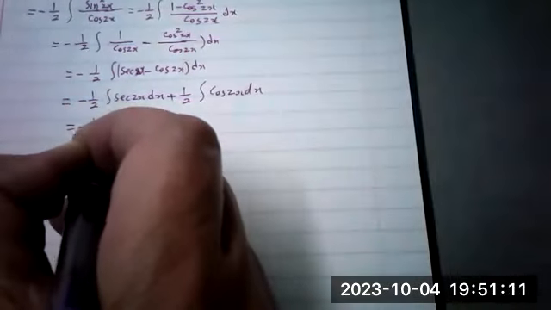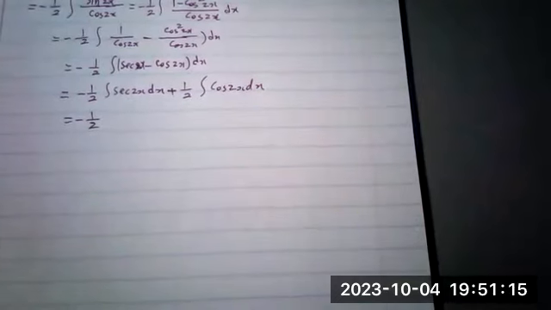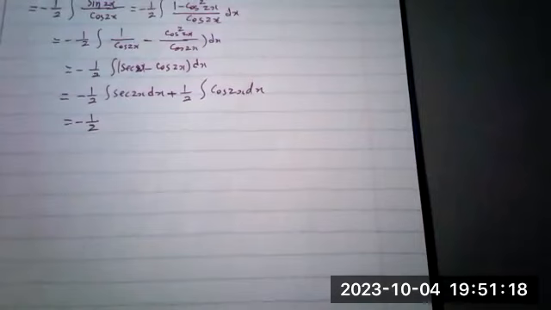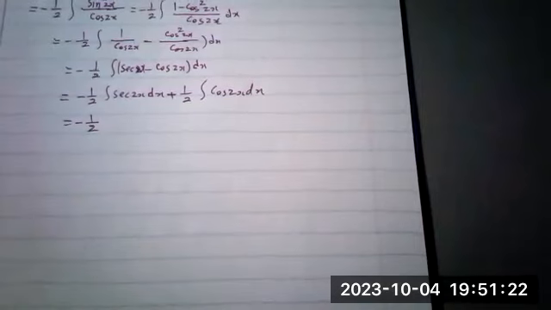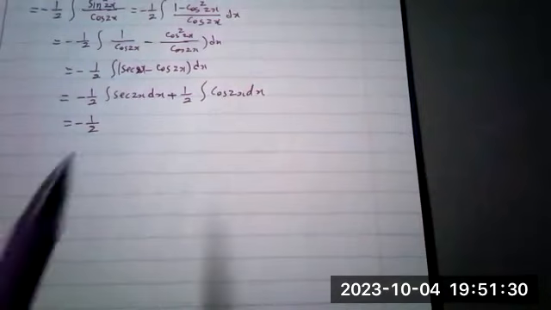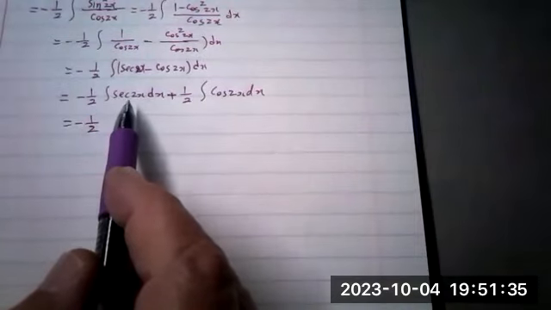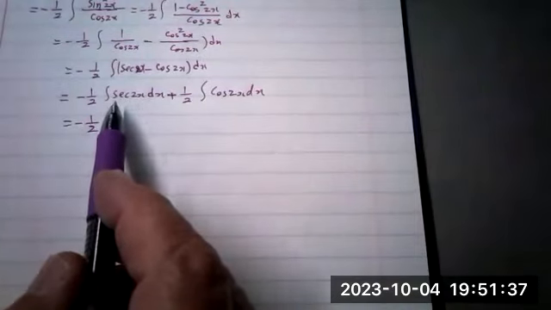You remember the integral of a secant? The integral of a secant is ln of the absolute value of secant x plus tan x. Very good. But you have to be careful here because this is the secant of the 2x. You need the u prime, so you have to divide it by 2.